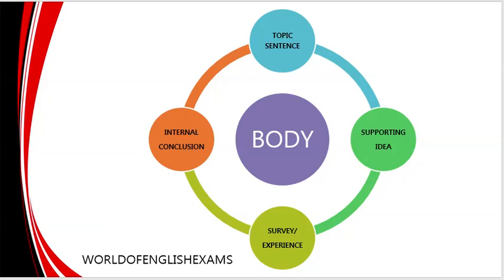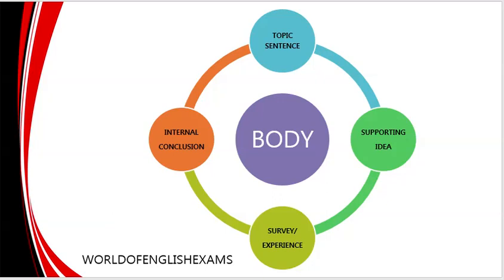Then followed by that, you have to give a supporting idea in which you explain that idea further so that the reader will understand it clearly. Followed by the supporting idea is a survey. This survey is a fake survey. The example or the experience or the survey need not be a realistic one. You can just make it up just to support and elucidate the concept further. After writing the survey, we have to write the internal conclusion. That is, it must lead back to the topic sentence. So I hope you have understood this. Topic sentence, followed by supporting idea, followed by survey, and lastly the internal conclusion.